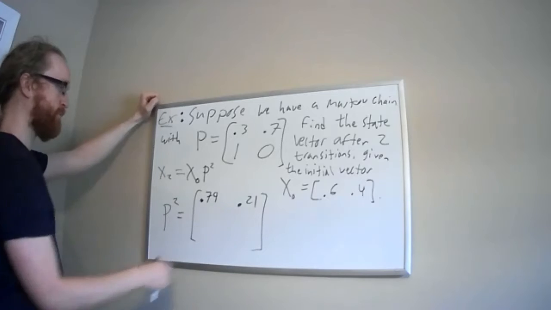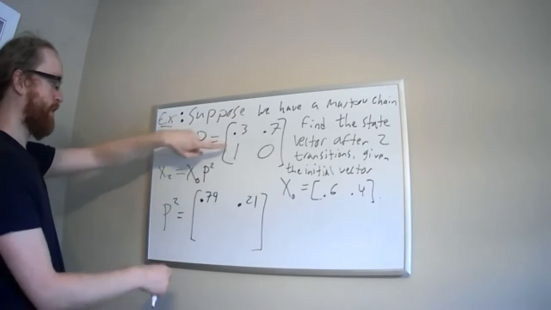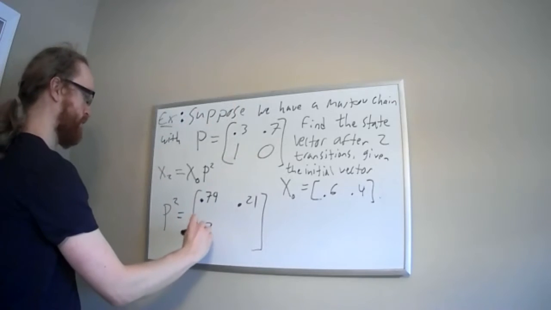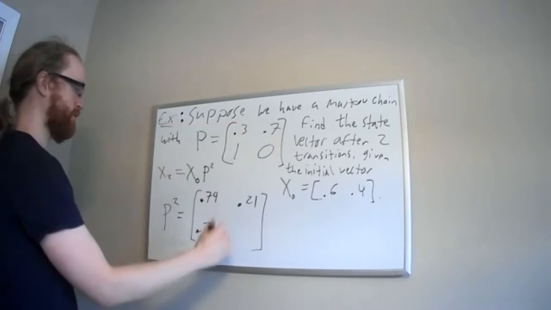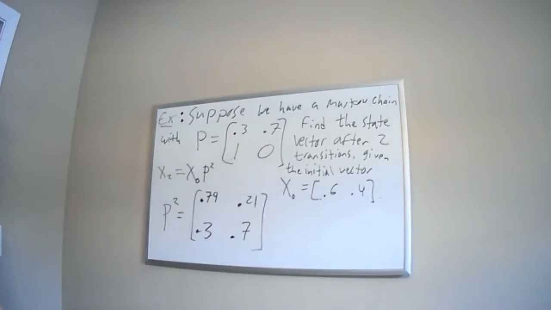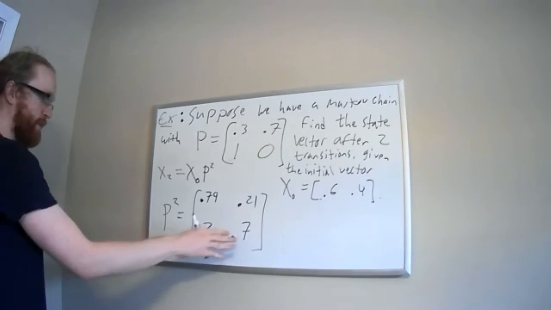Now we do the second row. So I'm going to take the second row times the columns. So that'll be 1 times 0.3 plus 0, so that's 0.3. And then 1 times 0.7 plus 0, that's 0.7. And again, this adds up to 1. So it looks like we're okay. So this is my matrix p squared.